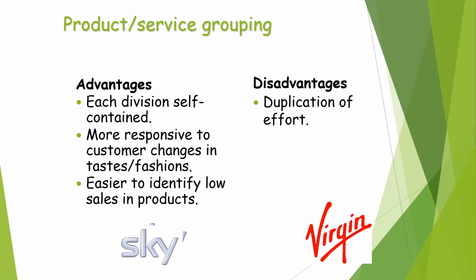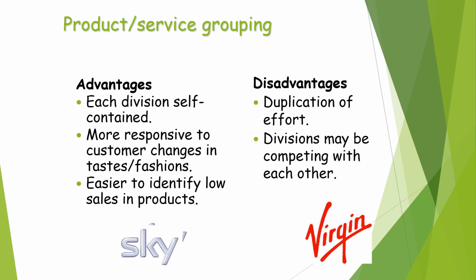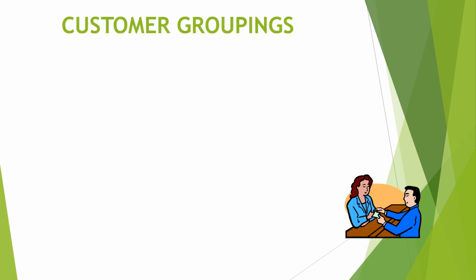Disadvantages: duplication. What we're really meaning here is all your products or services are going to have a group of staff, and they'll have to be duplicated. For every product or service, there's going to be staff for each of the different products or services, which can cost a lot of money. And once again, we have this issue with the divisions maybe competing with each other to try and do better, to try and get more funding, etc., and that can be a problem.